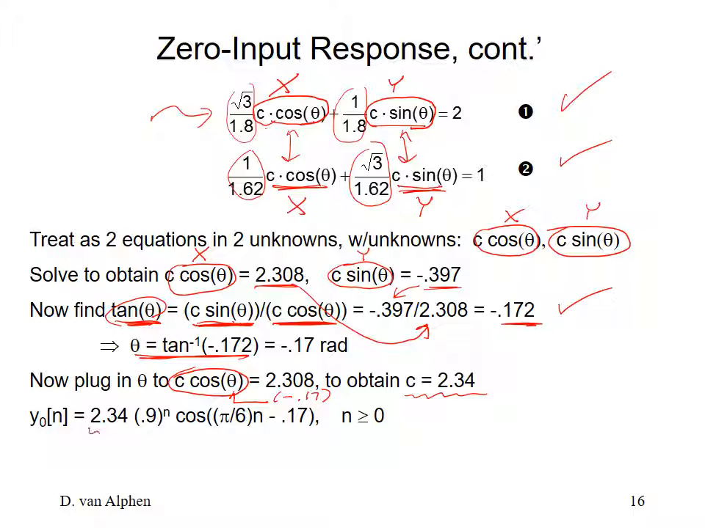So remember our equation, we had c, and then we had the magnitude of gamma, which was 0.9 to the n, and then we had cosine of beta n plus theta. So here our theta is negative 0.17. Our beta, of course, was pi over 6, and gamma was 0.9. Okay, so that's it. Now we have the entire zero-state response. I'm sorry, zero input response. Zero input means we've killed off the input.